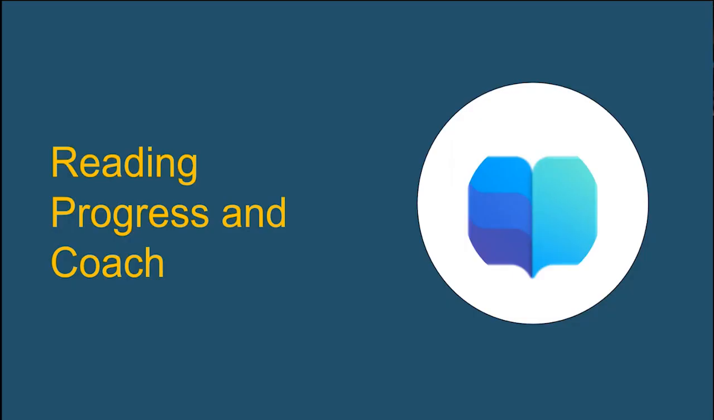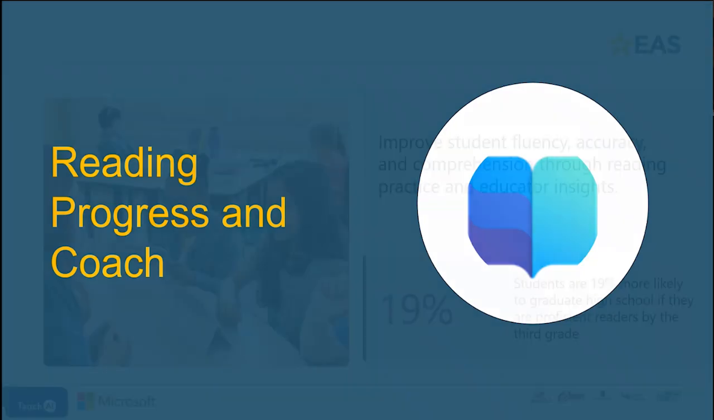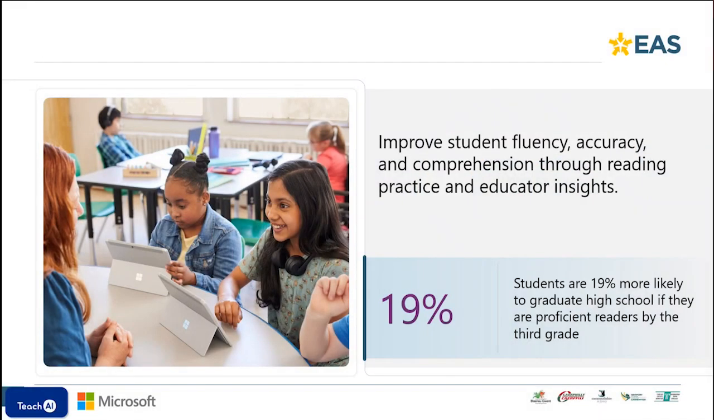So let's start off with reading progress and reading coach. The idea around reading progress and reading coach is to improve student fluency, accuracy and comprehension through reading practice and educator insights. The data that Microsoft collected suggests that students are 19% more likely to graduate high school if they are proficient readers by the 3rd grade, so around year 3 and 4.